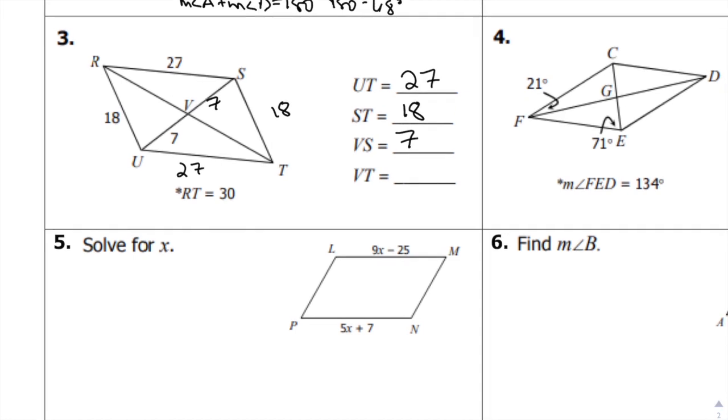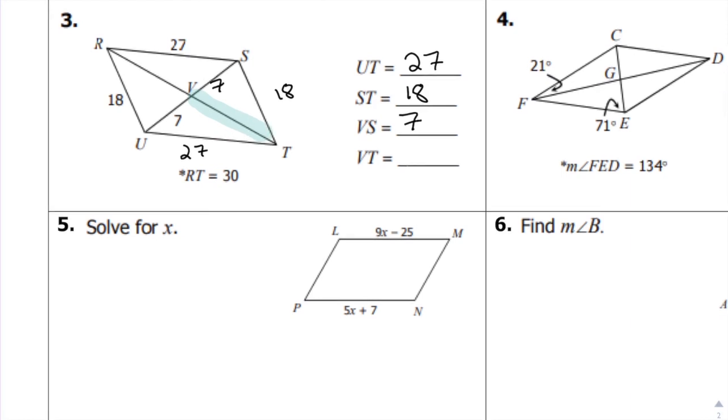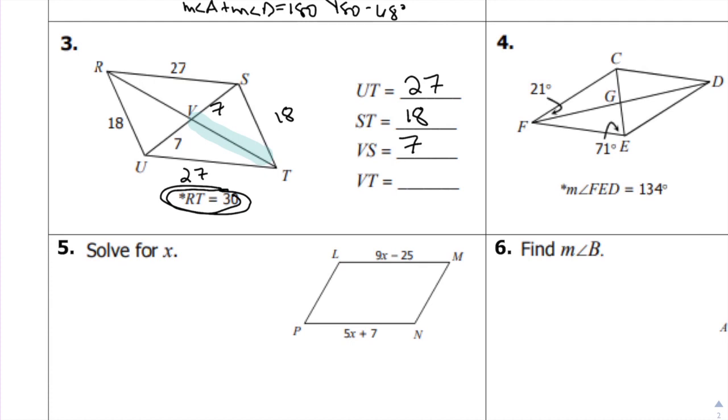Now to find VT right here, we think, well, I don't have enough information, but we do, and I want you to look down here. You see an asterisk with some other information. You'll see that a little bit throughout this packet, so just pay close attention there. So RT, this whole diagonal is 30. If we split it in half, each half is 15. So VT is 15. So there's number 3.